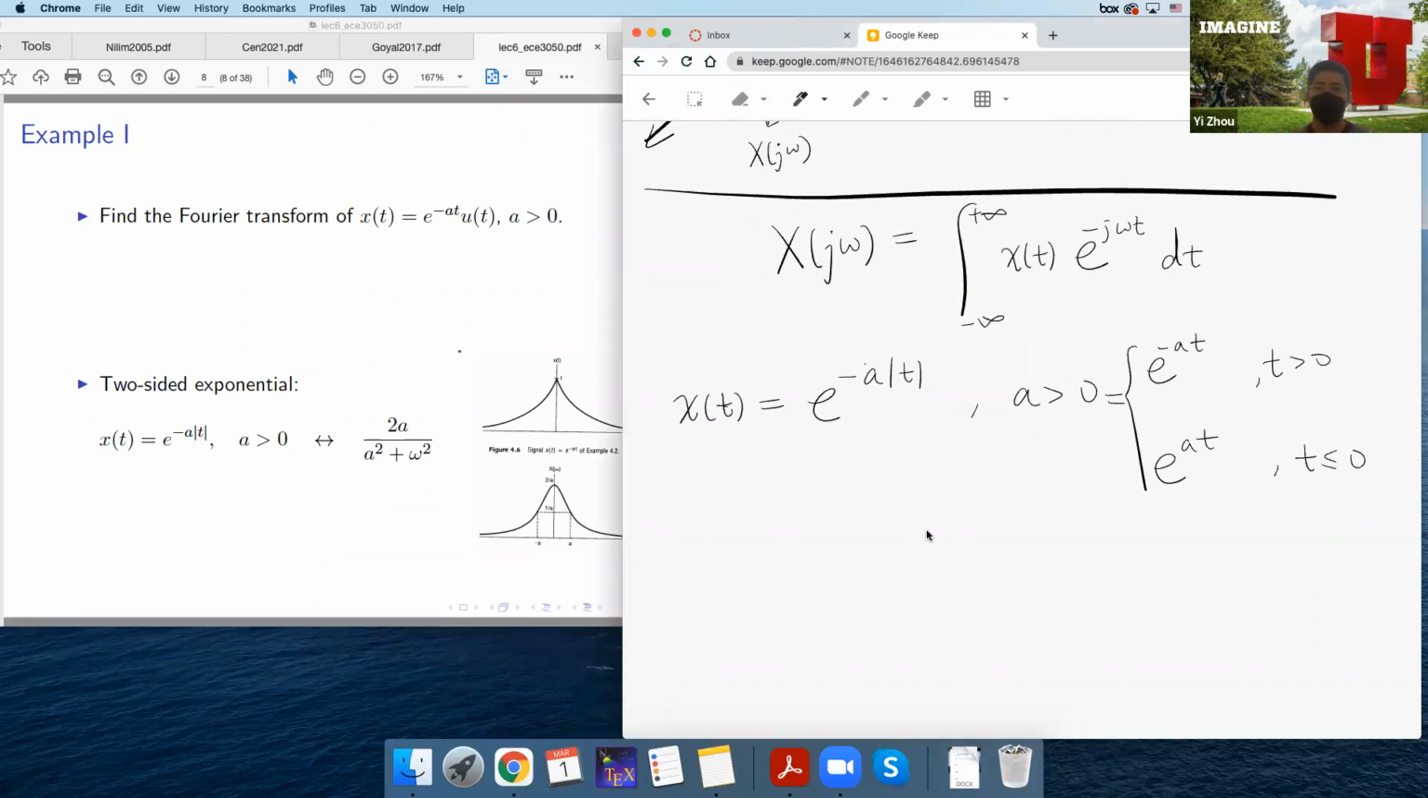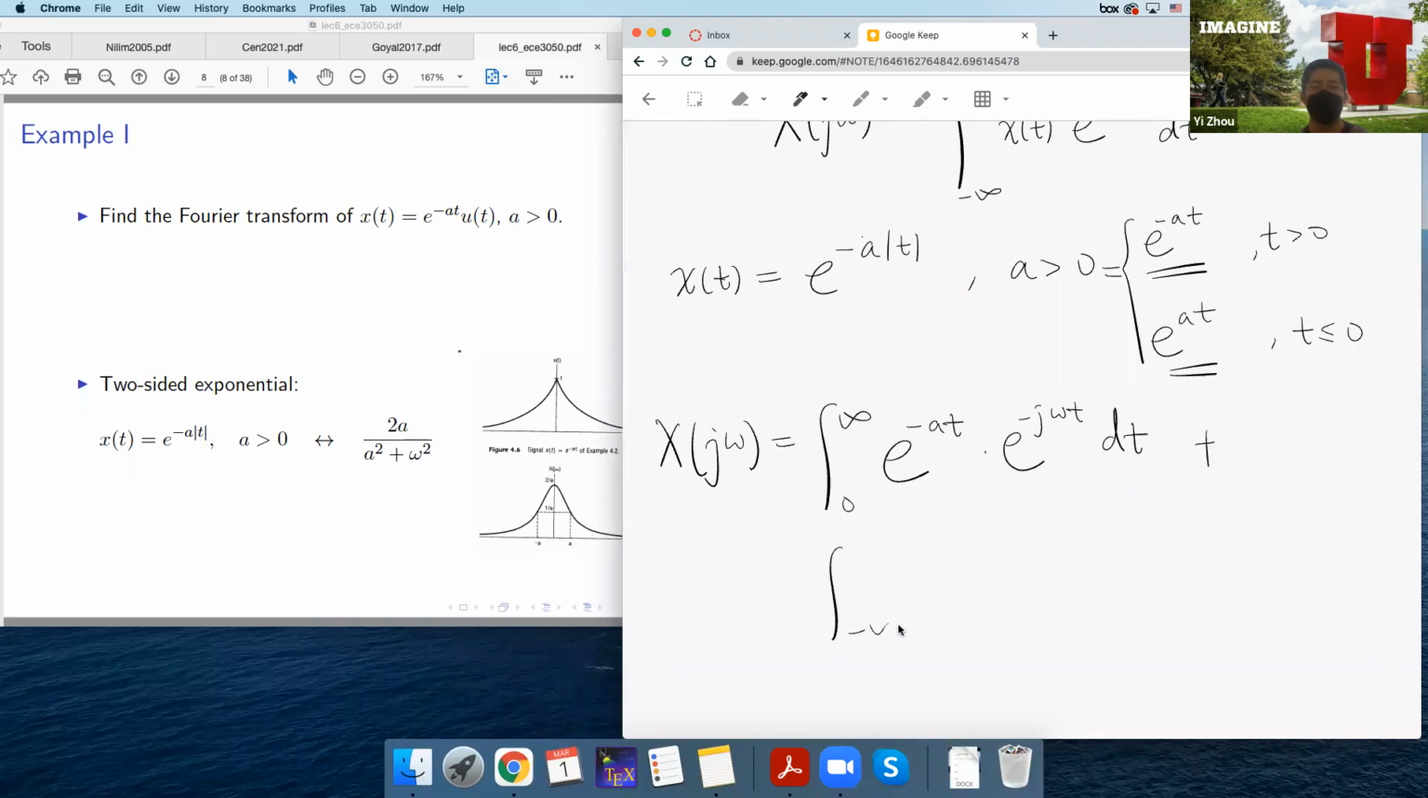Now we have the signal. We just plug it into the Fourier transform and do the integration. Because the signal is segmented into a positive part and a negative part, they have different expressions, so we are going to divide the integration into two parts. One is from 0 to infinity, where we have e to the power of negative at times e to the negative jωt. And the other part is negative infinity to 0. In this case, x(t) is given by e to the power of at, so we don't have a negative sign here. That's the difference. And then we still have e to the power of negative jωt dt.